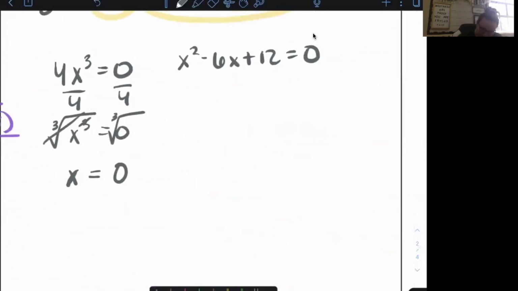But how many times does that occur? x cubed had equaled 0, which means that the 0 is actually occurring with a multiplicity of 3.